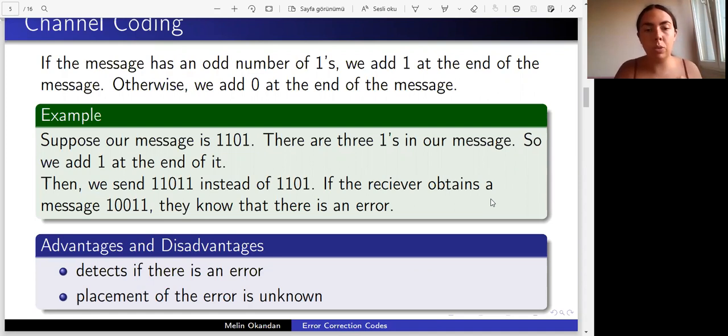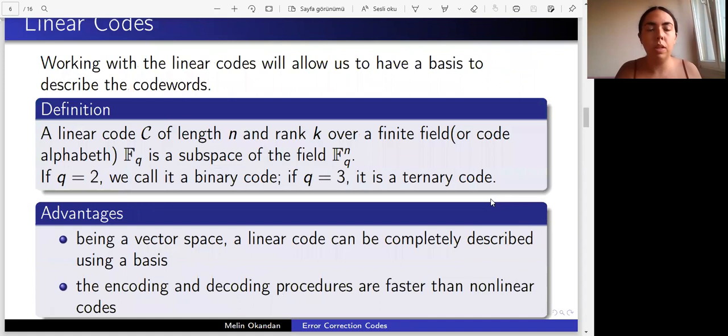So if we want to deepen our study of error correction systems, let's look at linear codes. We are focusing on linear codes because linear codes are actually linear subspaces, and linear subspaces always have bases that can be easily constructed, and it allows us to have more information about the structure of our code. Let's define it mathematically. A linear code C of length n and rank k over a finite field Fq is actually a subspace of the field Fq to the power n.